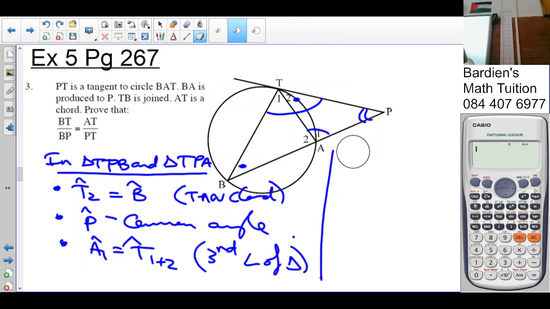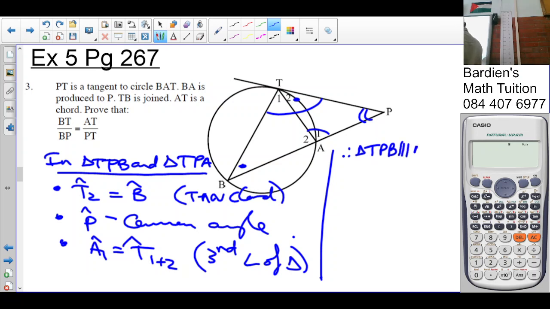Therefore, triangle TPB is similar to triangle TPA, which is the big triangle. It corresponds. Angle T corresponds with angle A. Angle P is the common, so angle P corresponds with angle P. And B corresponds with T. And what's the reason here? Angle, angle, angle.